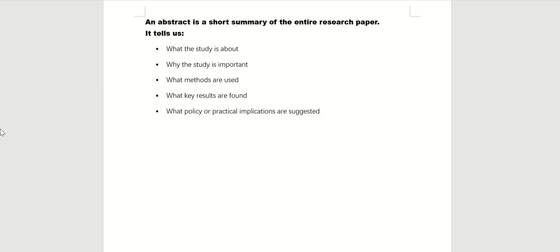An abstract is a short summary of the entire research article. It tells you what the study is about, why the study is important, what methods are used, what key results are found, and what the policy or practical implications are. If you understand the abstract well, you can understand 70 to 80% of the paper.